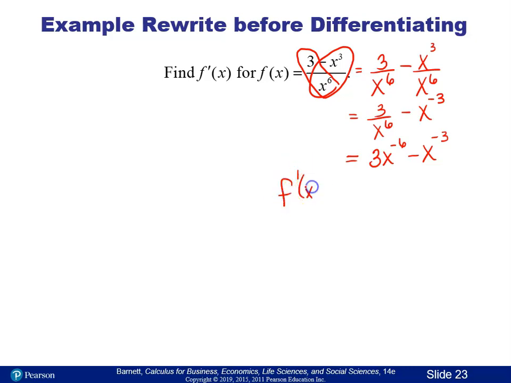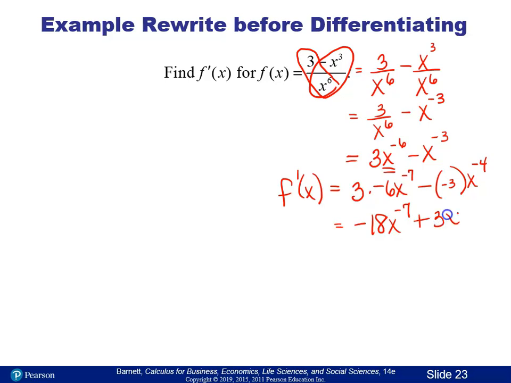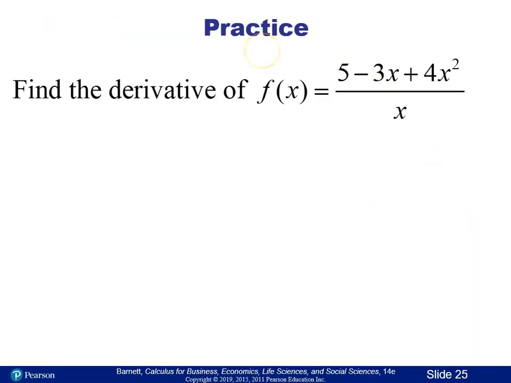So the derivative then is going to be that constant multiple, and then the derivative here, which would be negative 6x to the negative 7th. And then here I'm going to bring the negative 3 down, and then I'm going to decrease the power by 1. So this would be negative 18x to the negative 7th plus 3x to the negative 4. Or if we rewrite it, it'll be negative 18 over x to the 7th plus 3 over x to the 4th. All right, here's one for you to practice with.